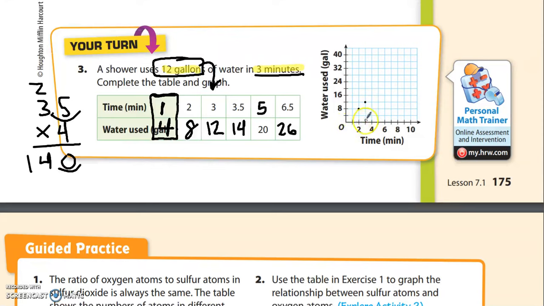The next one would be over 3.5. I'm going to skip that one for now. I'm going to go over 5 and up 20. Over 6.5 and up 26. And that one I skipped, it's just going to be on the line. It's going to be over 3. There's 3.5 right there. Over 3.5 and up, I think it was 14.